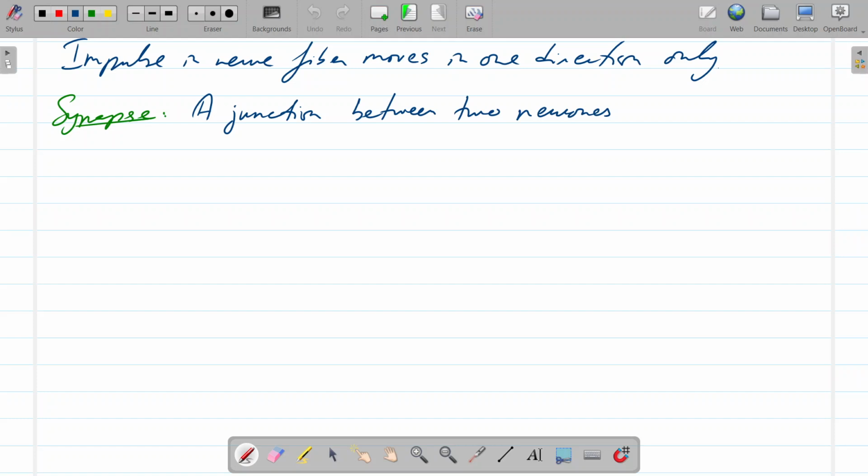They are at the end of dendrites. Yes. So the dendrites of one neuron and the dendrites of the other, those make the synapse. So it is a junction between two neurons, and it is the region where the impulse travels, where it is transferred from one neuron to the other.